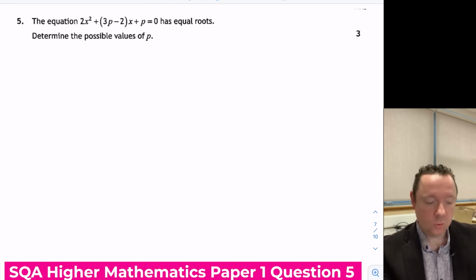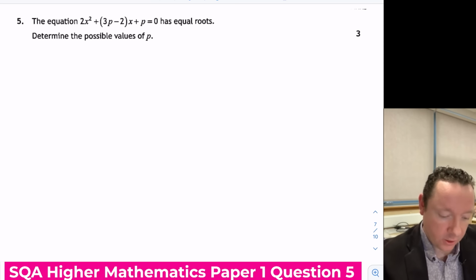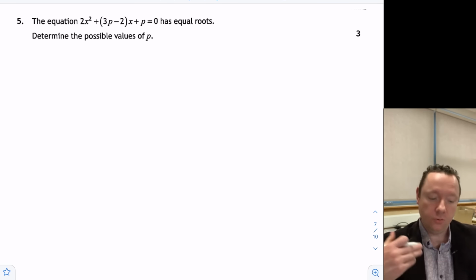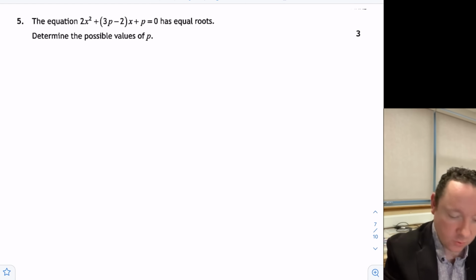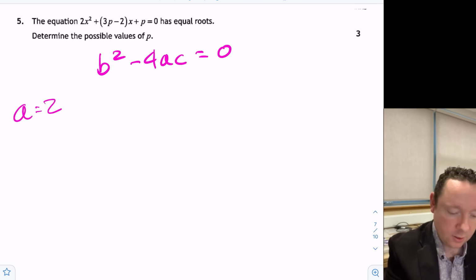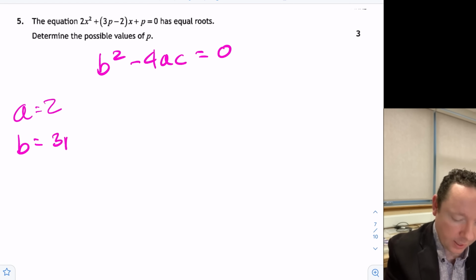SQA Higher Maths 2023, Paper 1, Question 5. The equation 2x squared plus (3p minus 2)x plus p has equal roots. So if it's got equal roots, b squared minus 4ac equals 0. So our a is just the number in front of x squared, which is 2. Our b is 3p minus 2, the number in front of x. And our c is whatever's left on the end, which is p.